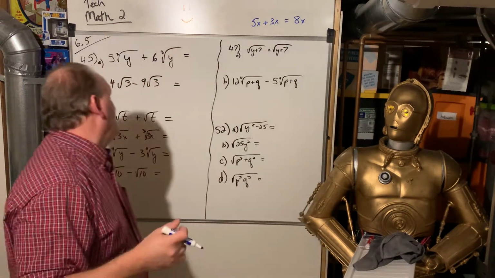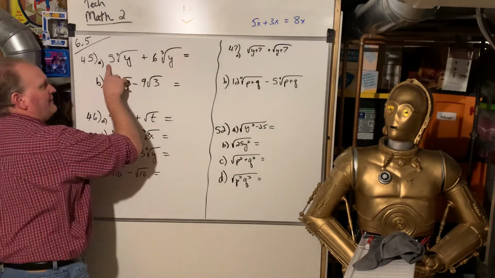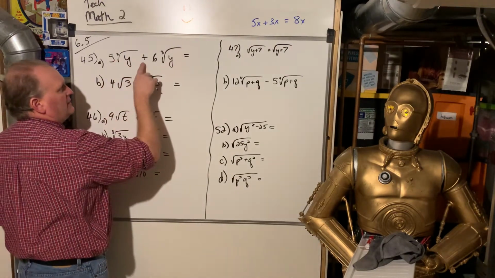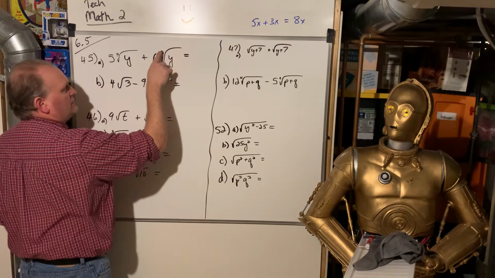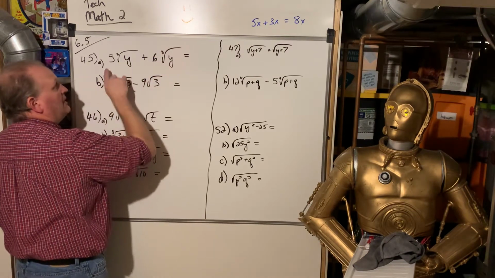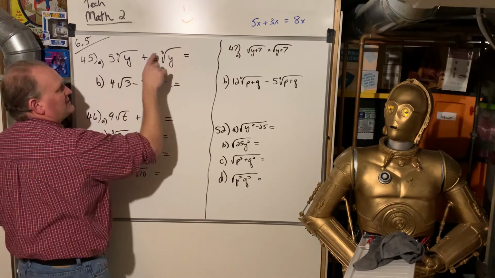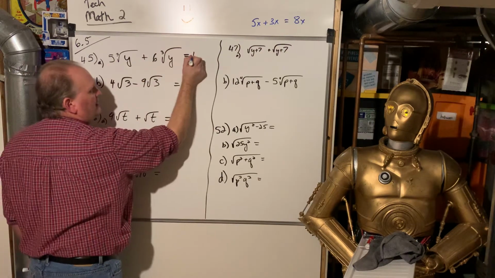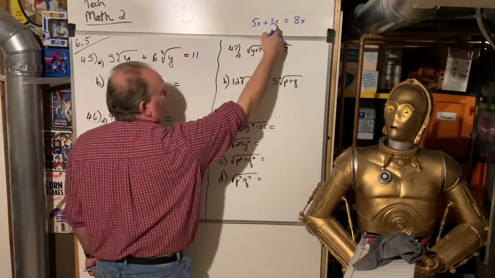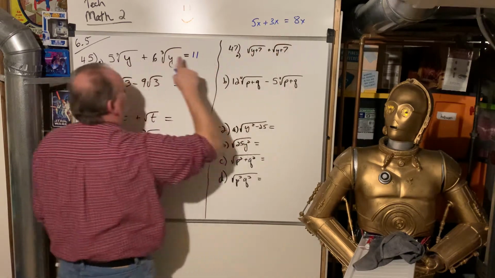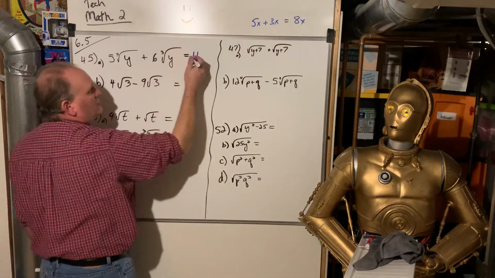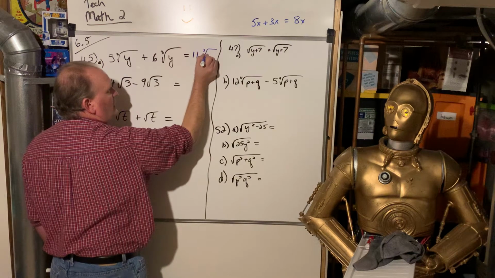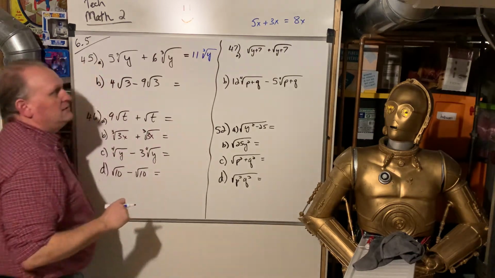Okay? So take a look. 5 cube roots of y plus 6 cube roots of y is just 5 plus 6, which is 11. And then see, x and x, that just stayed x. The cube root of y and the cube root of y just stays the cube root of y. So you just don't change it at all.